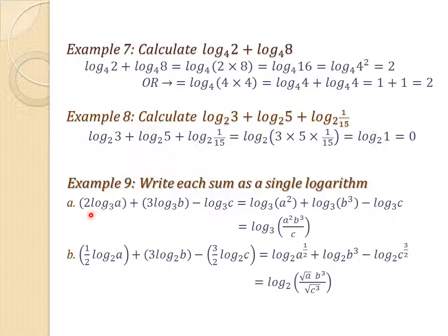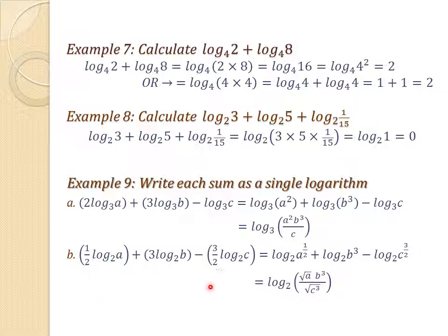So the 2 is going to be written as an exponent for the argument A. And the 3 is going to be written as exponent for argument B. But C doesn't have any exponent because it's not multiplied by a number. And then, because they are added, they are going to be multiplied. A square, B cubic. And since we have minus logarithm C to base 3, we will put it in the denominator to be divided on.